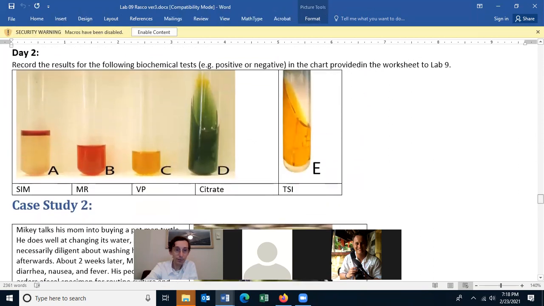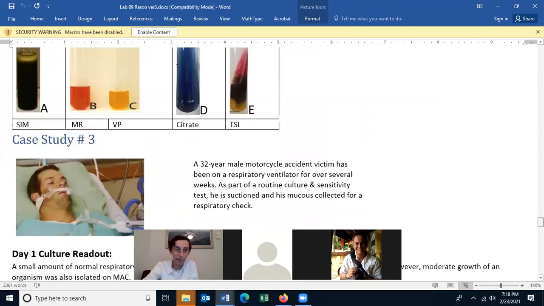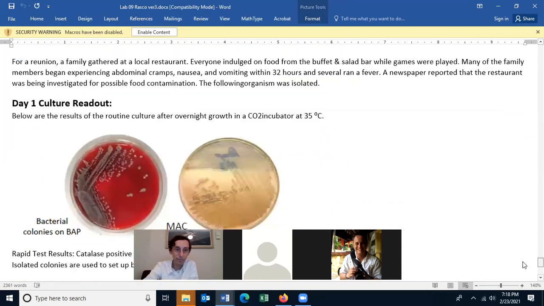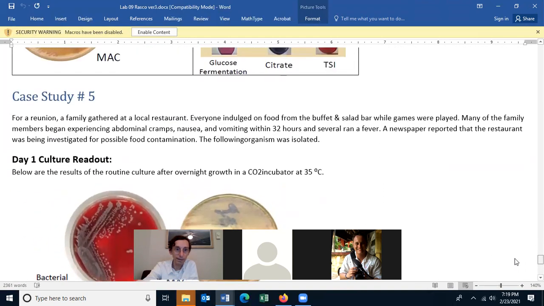And the day 2 test results, they did a SIM test, an MR test, a VP test, the citrate test, and the triple sugar iron test. And then identify the bacteria species which is causing the infection in the patient. And then you just go on for all the other case studies. There are, it looks like 5 case studies. All right, any questions on what you're doing? If not, go ahead and work on the lab.